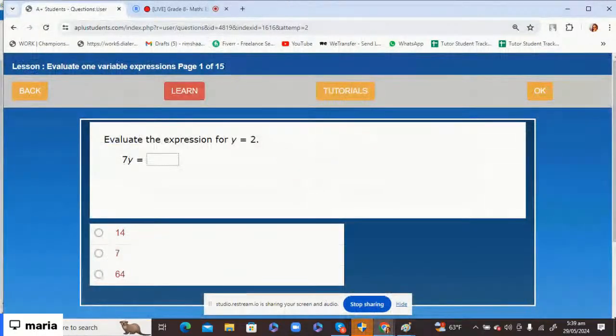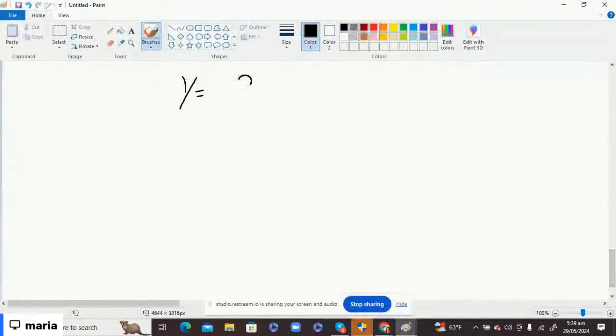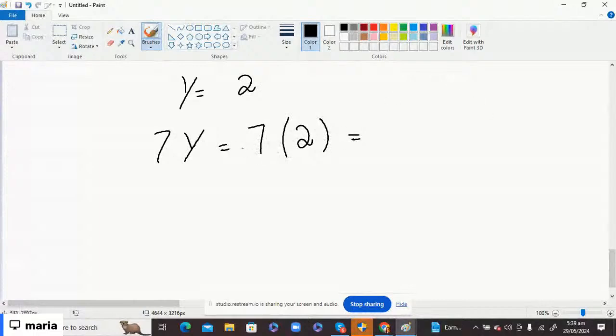Our expression: y is equal to 2 and here is 7y. So 7, and in place of this y we are going to put 2. So 7 times 2, it's just simply multiplication. I already explained, if there is no sign between the two numbers, like one is a variable and one is a number like 7, 5, 4, then both are multiplied. So 7 times 2 is 14.